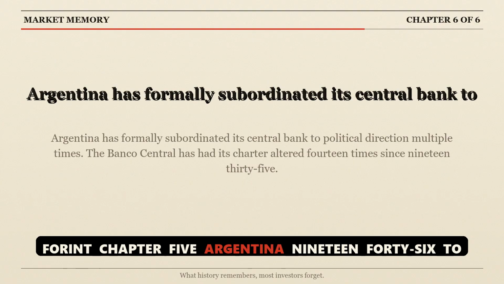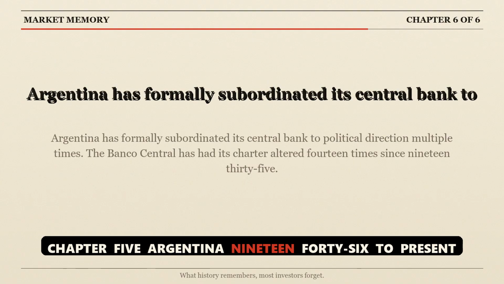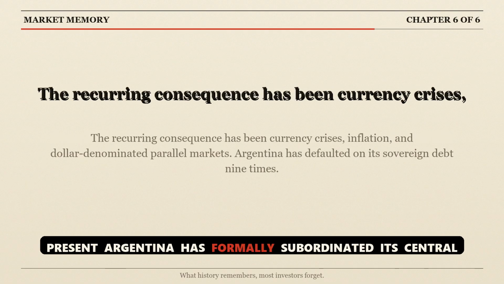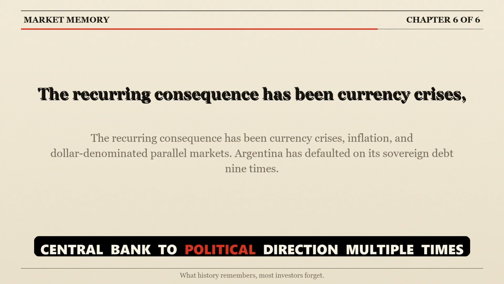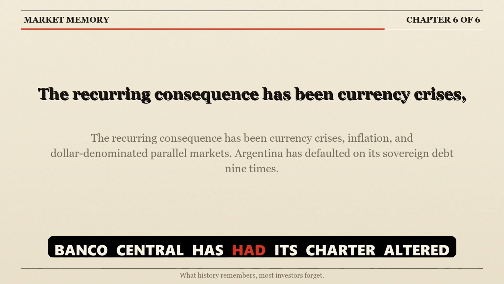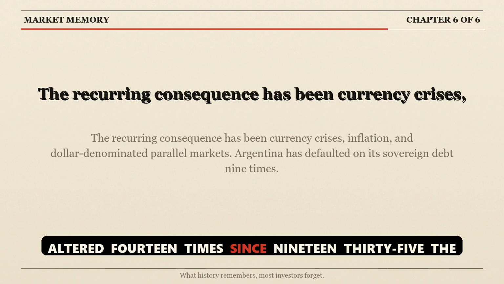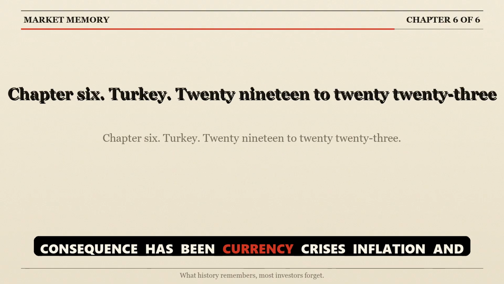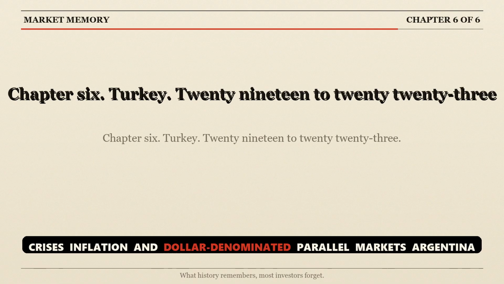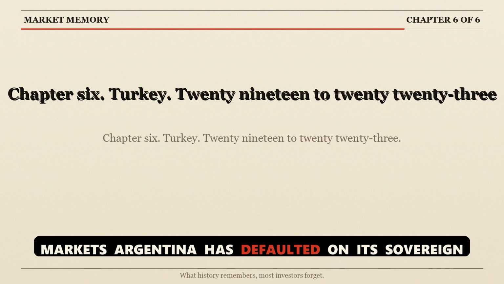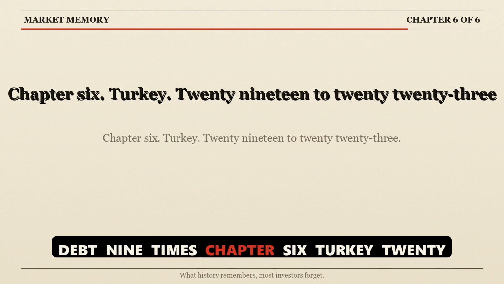Chapter 5. Argentina. 1946 to present. Argentina has formally subordinated its central bank to political direction multiple times. The Banco Central has had its charter altered 14 times since 1935. The recurring consequence has been currency crises, inflation, and dollar-denominated parallel markets. Argentina has defaulted on its sovereign debt 9 times.